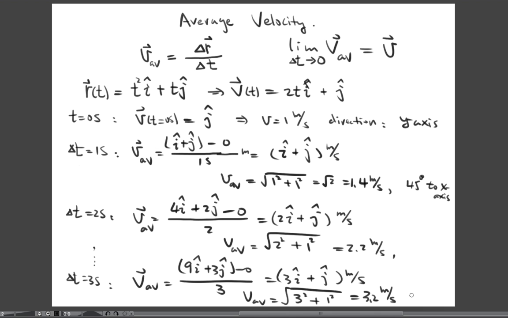So now if we look back in the reverse order, we can see that if you decrease delta t, then the average velocity approaches the instantaneous velocity, which is 1 meter per second in this example.